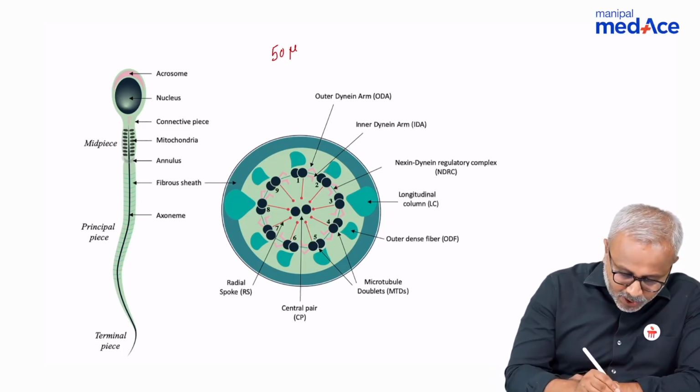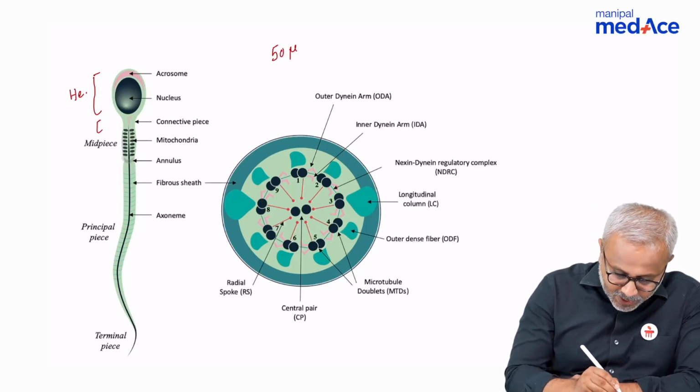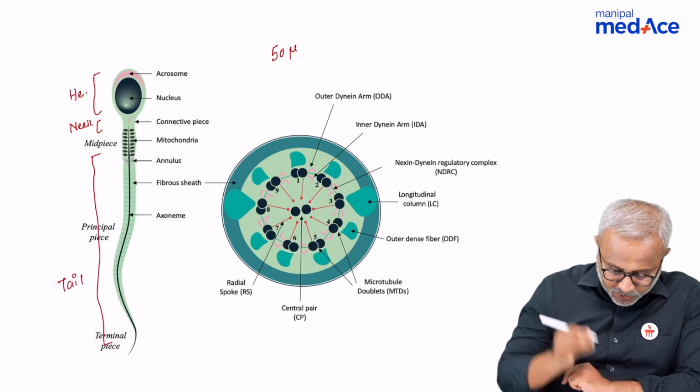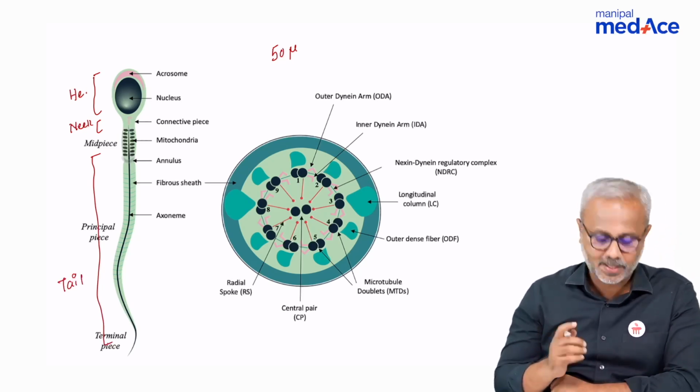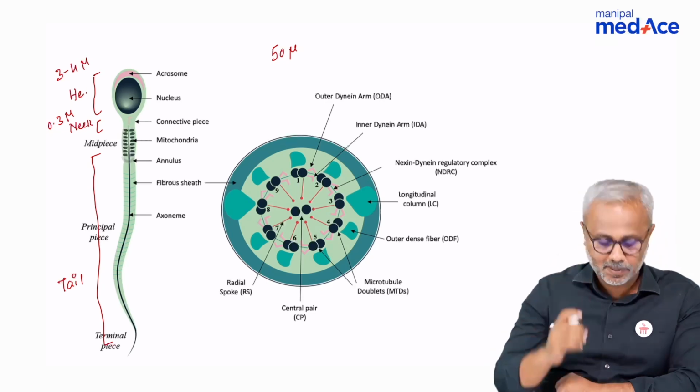And the parts include, it has got a head. That's the head of the spermatozoa. Then there is a neck region, and then it has got a tail. So these are the three main parts. The head measures about 3 to 4 microns. The neck measures about 0.3 microns. So this is actually the smallest part.